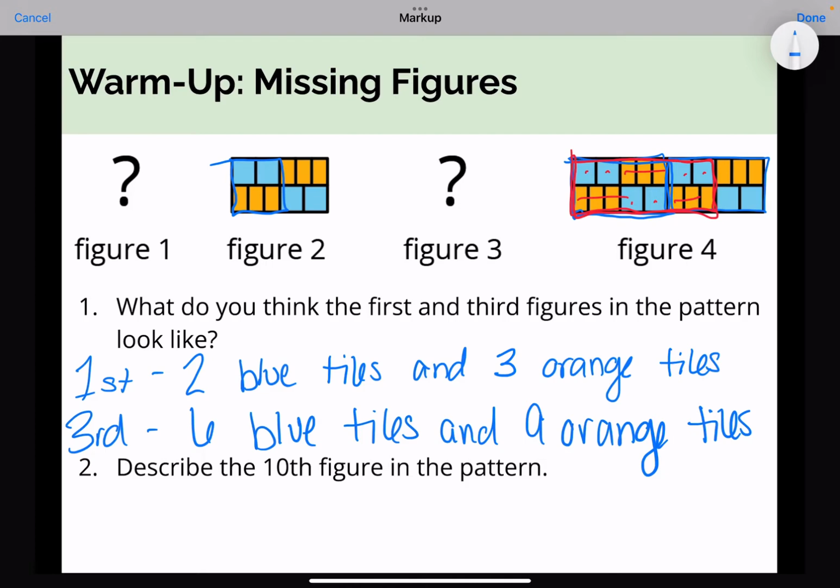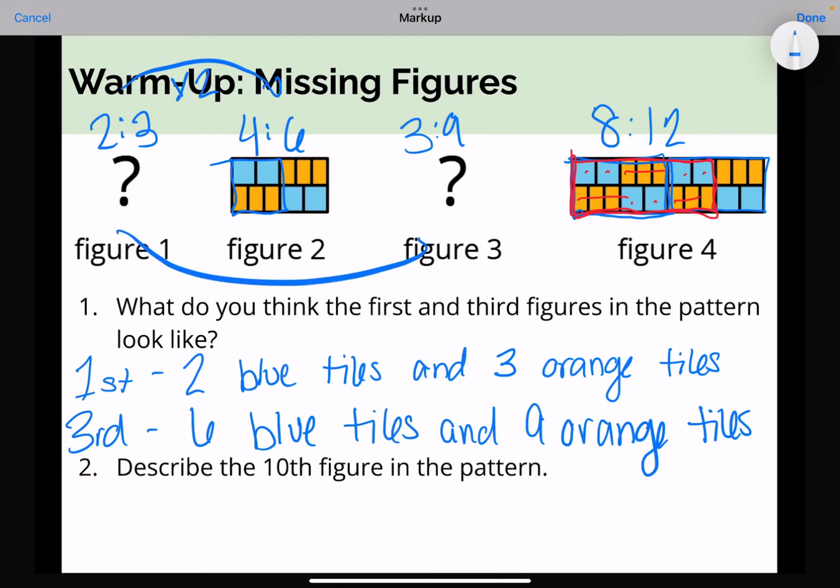So, if we look at the ratio of blue tiles to orange tiles in each of these figures, we can notice that from figure 1 to figure 2, the ratio is multiplied by 2. From figure 1 to figure 3, our ratio was multiplied by 3. And from figure 1 to figure 4, our ratio was multiplied by 4.